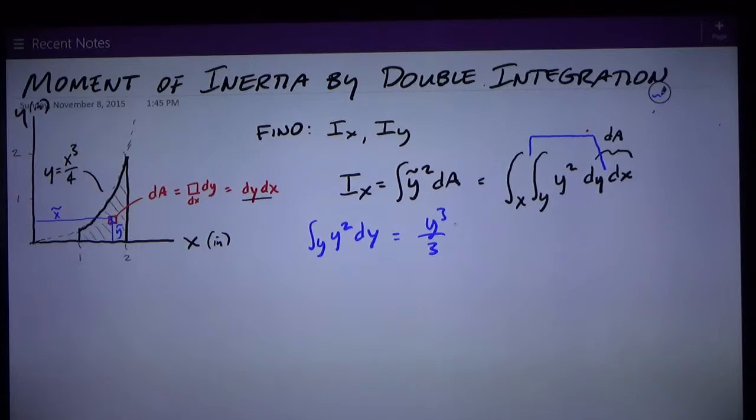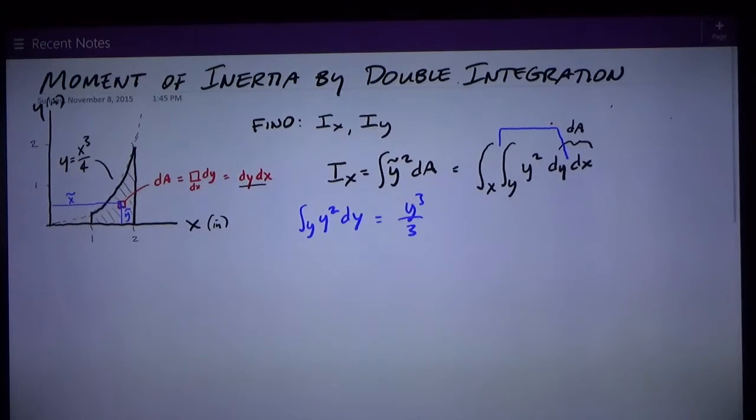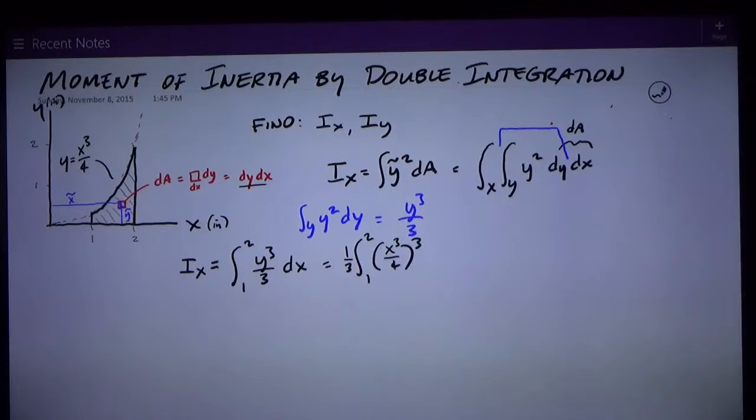And now we're going to integrate that with respect to dx. And so that's going to give us our integral Ix is equal to the integral. And once again, we've got a 1 and a 2 for our boundaries on the x-axis, so we're going to integrate from 1 to 2 the integral of y cubed over 3 dx. Well, let's separate the 1/3 out and bring it to the outside of the integral. Then I've got the integral of y cubed. Well, y is equal to x cubed over 4. That's a given. And we've got to cube that, all with respect to x, dx.